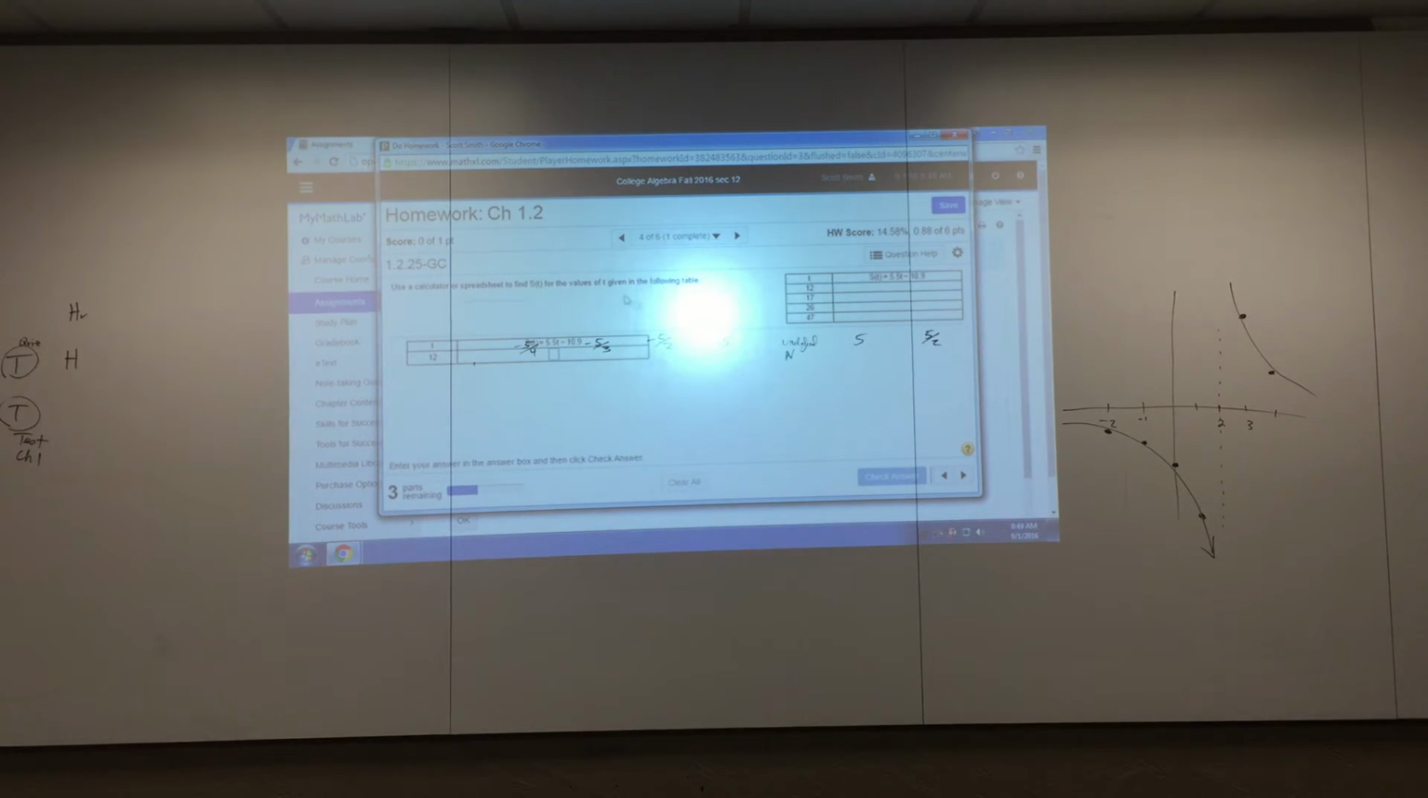Plot some values here. You can do this, I think. Plug in some numbers here. I think you can do this.